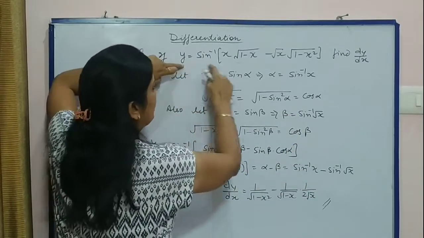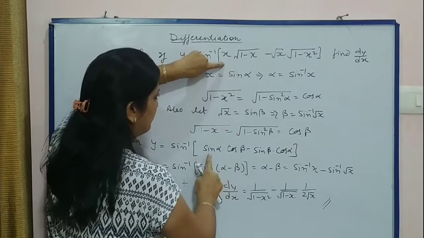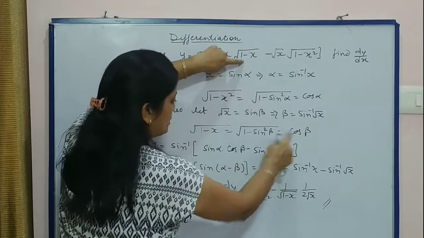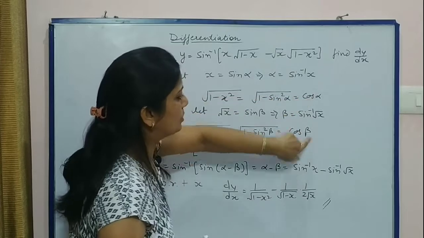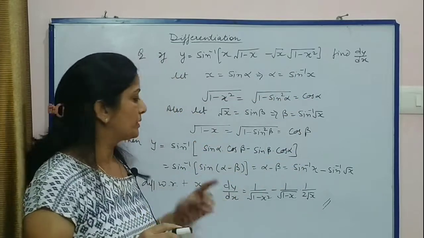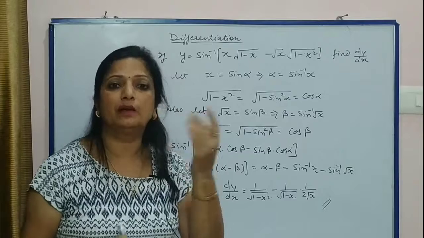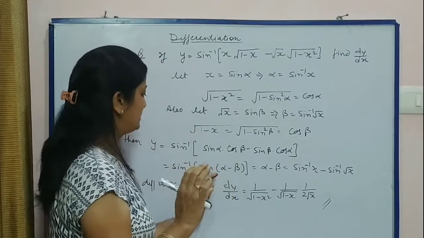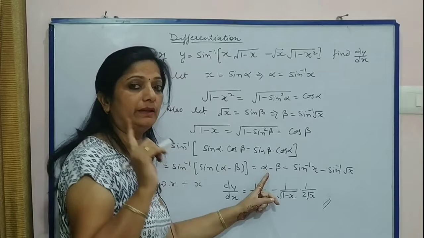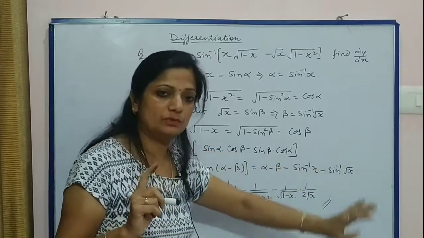Now this value becomes sin inverse. This is sin alpha, this value is cos beta, this value is sin beta and this value is cos beta. Okay. Sin A cos B minus cos A sin B. This is sin(A minus B). So the formula is sin(alpha minus beta). Sin inverse cancels out. We have only alpha minus beta: sin inverse x minus sin inverse root x.